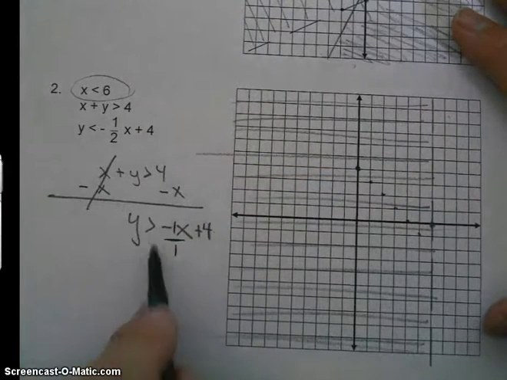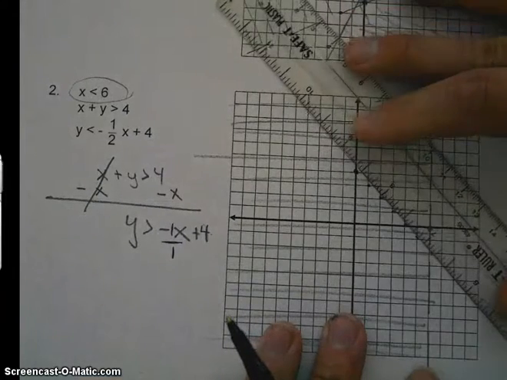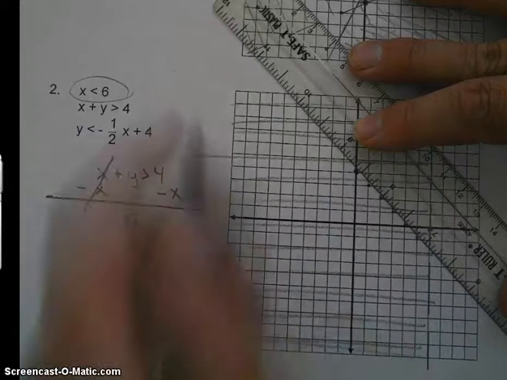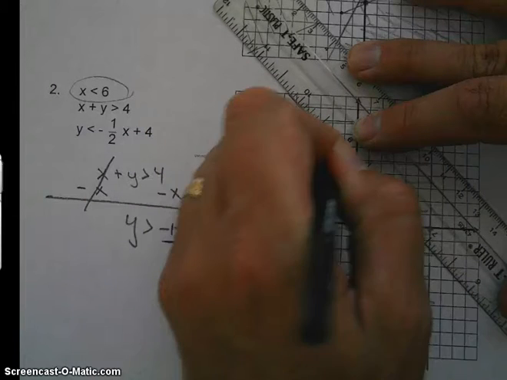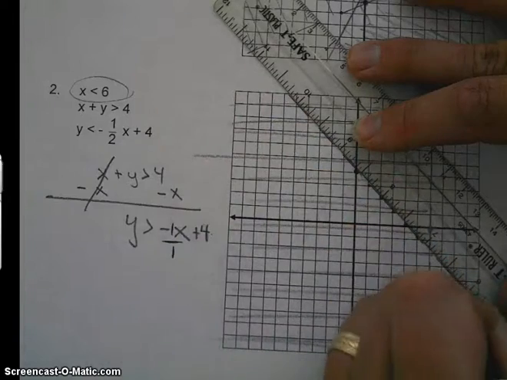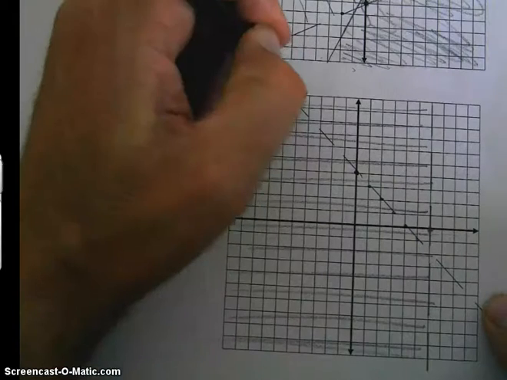Notice there's no equal sign, so what kind of line am I going to draw? Good, the dashed line. So it represents like a border. All right, it's greater than, so where do we shade? Above, perfect.